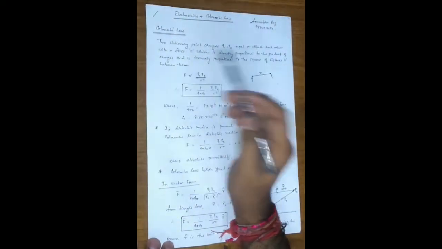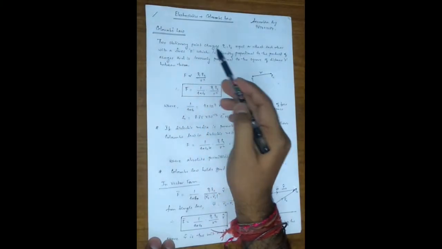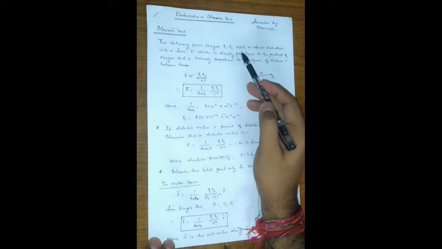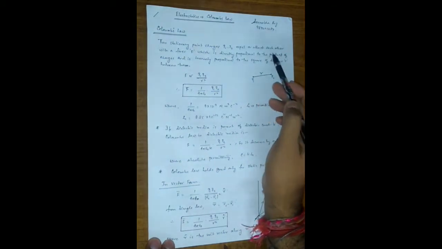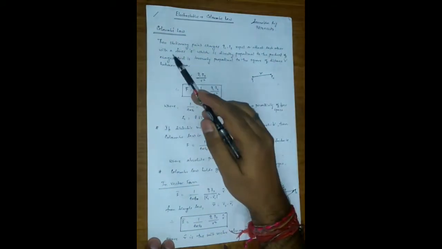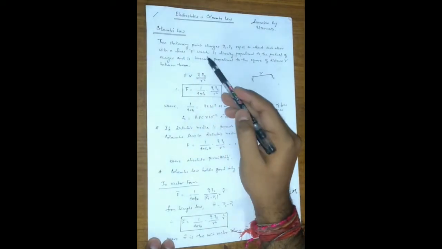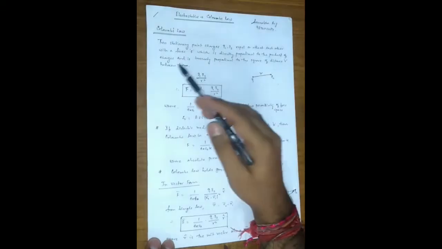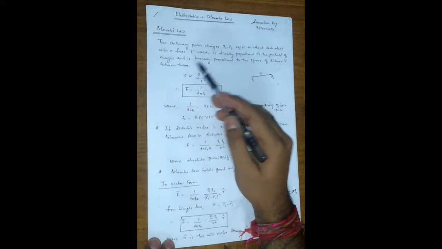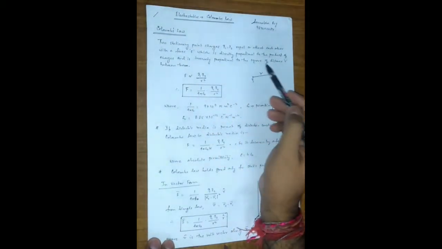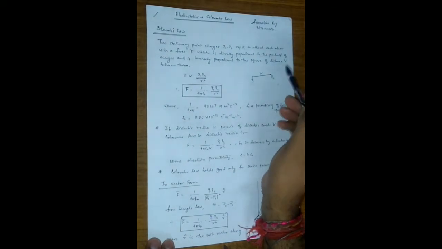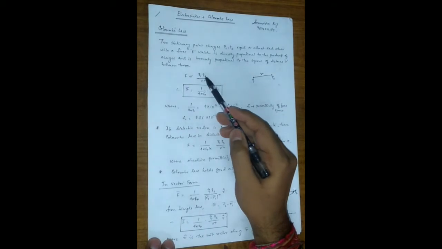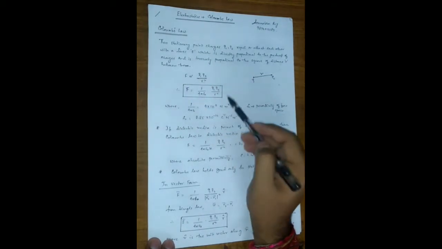Two stationary point charges Q1, Q2 repel or attract each other with a force F which is directly proportional to the product of the charges and is inversely proportional to the square of the distance r between them. So F is proportional to Q1 Q2 by r square, and this is basically Coulomb's law.